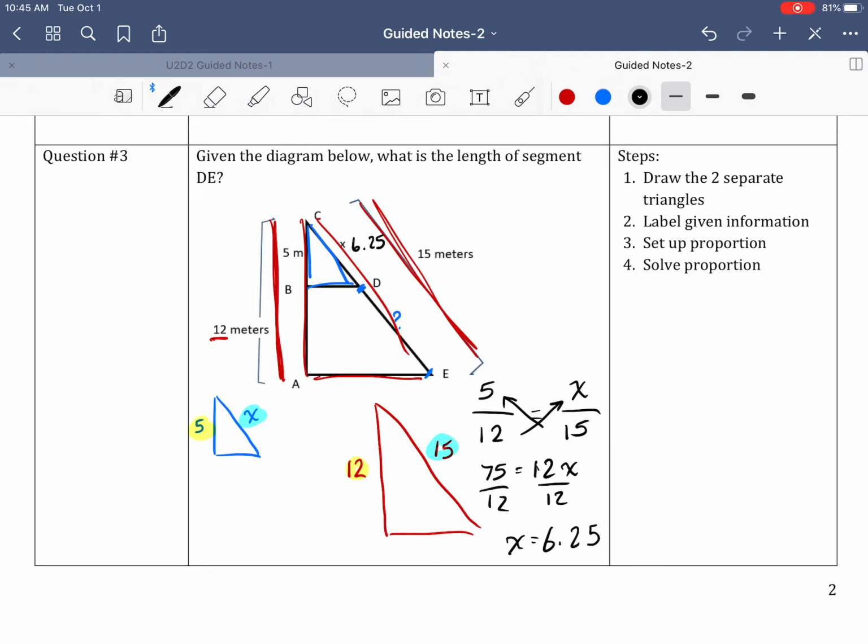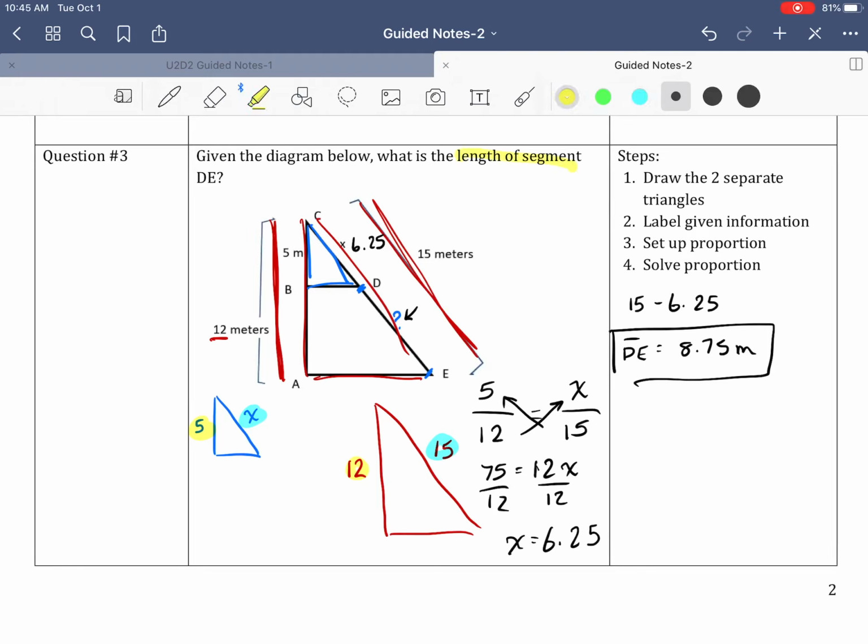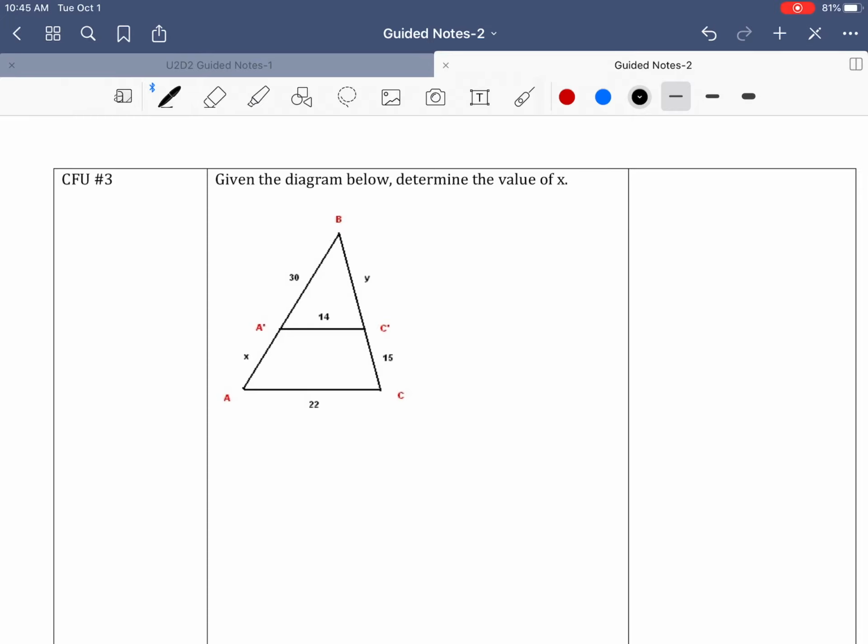But the question that we're actually trying to answer is, what is that question mark, DE? So if you know that the entire length is 15, then we're going to do 15 minus 6.25. Then you'll get segment DE is equal to 8.75 meters, which is our final answer. So again, it's really important for us to make sure we are answering the question and not just solving for x, unless that's what it's asking for. So take a second to try this one on your own.